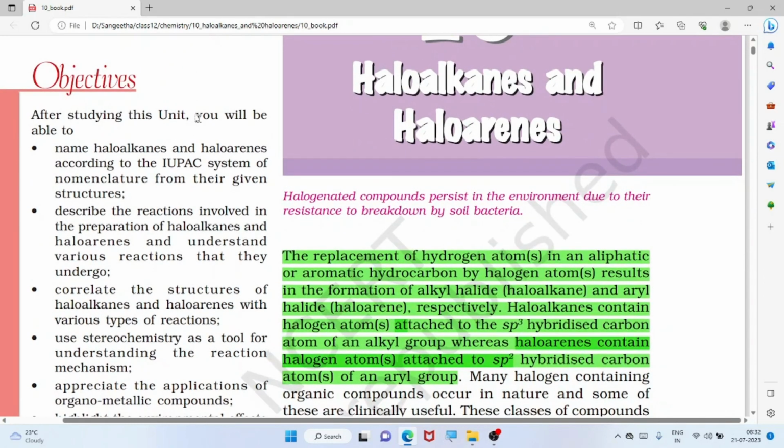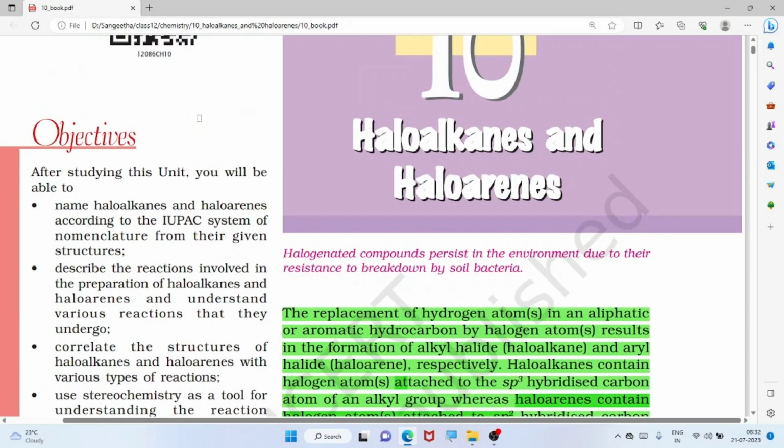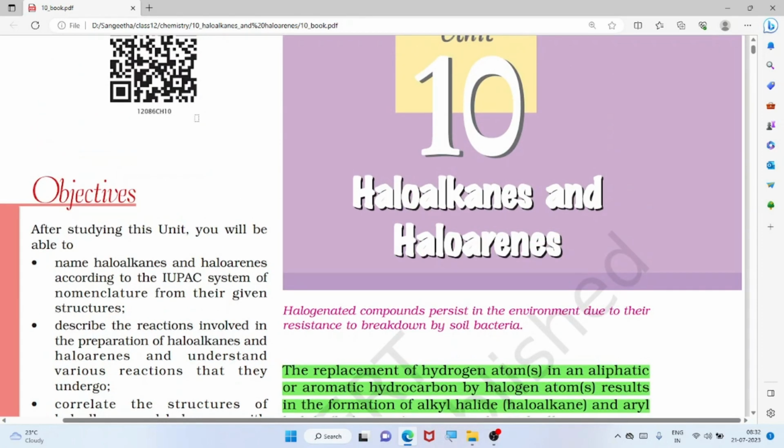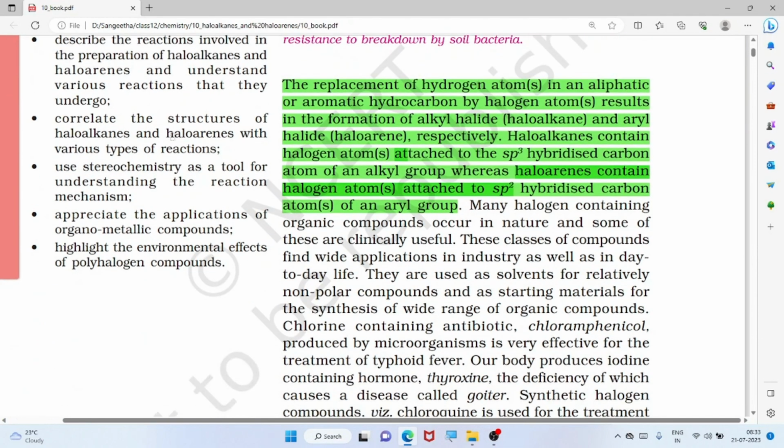Okay, we will go through some important points in the class 12 chemistry chapter 10, Haloalkanes and Haloarenes. The replacement of the hydrogen atoms of an aliphatic or aromatic hydrocarbon by halogen atoms results in the formation of the alkyl halide, that is haloalkane, and aryl halide, that is haloarene, respectively.